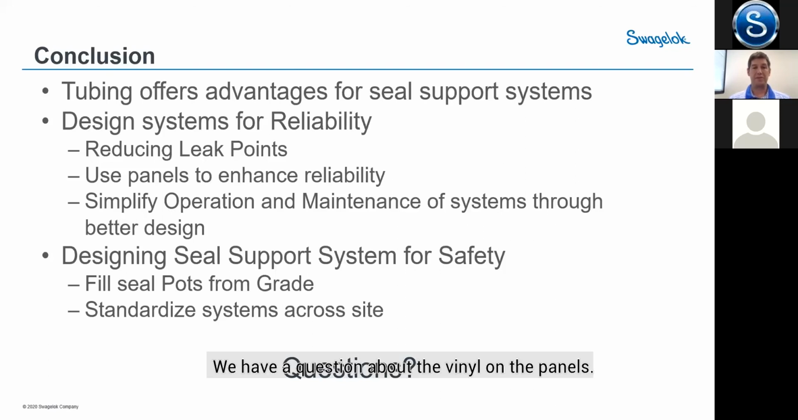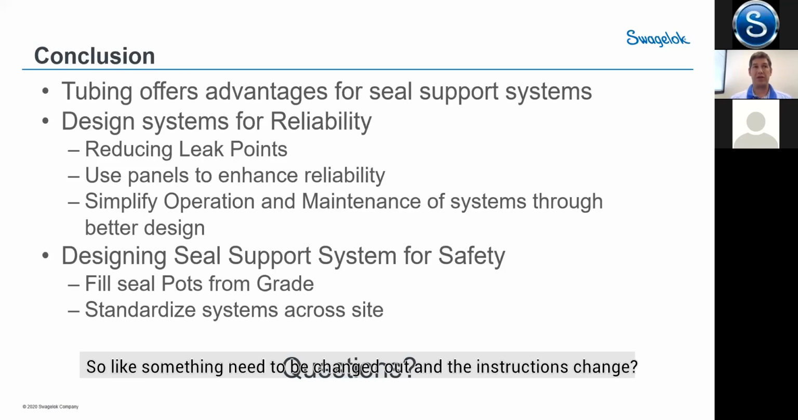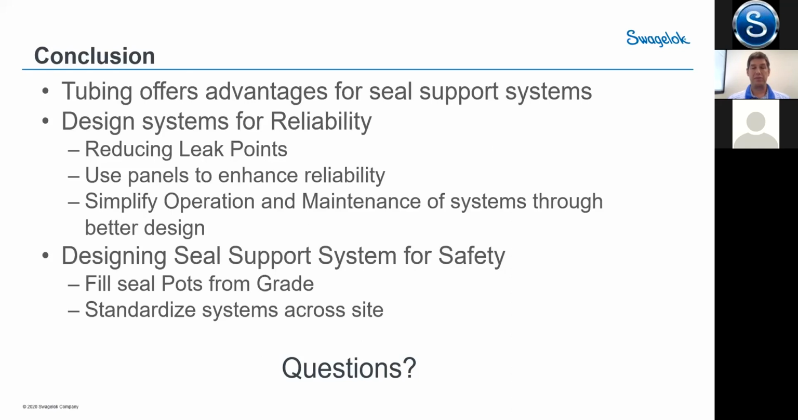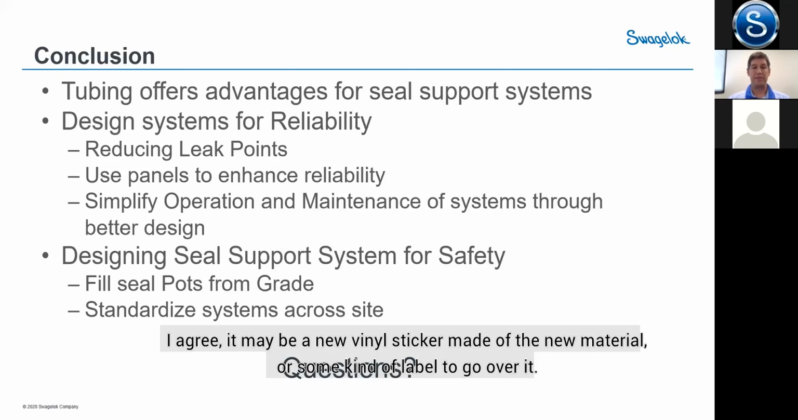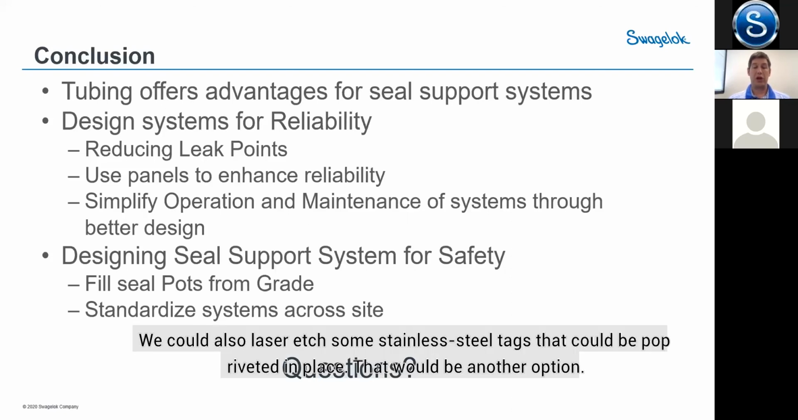We have a question about the vinyl on the panels. With the vinyl on the panels, how best would changes be made to the labels if anything needed to be changed at a later date? If something needed to be changed out and instructions changed, that's a good question. We might have to make some kind of vinyl sticker that would go over the top of that. I haven't had that question before. Yeah, I agree. It may be a new vinyl sticker made of the same material or some kind of label to go over it. We could also laser etch some stainless steel tags that could be pop riveted in place. That would be another option.